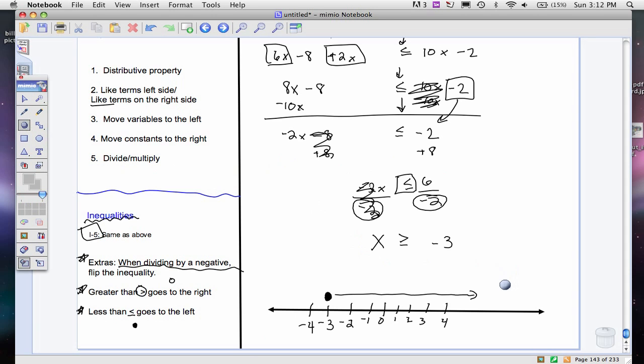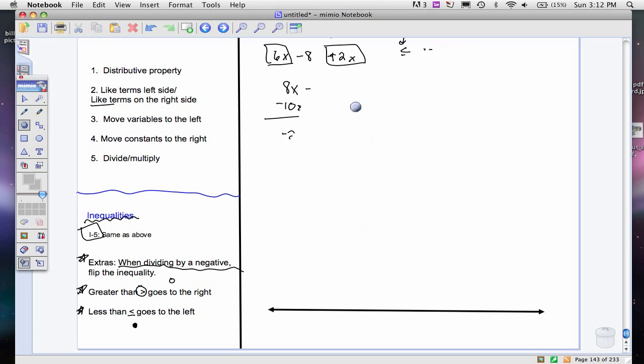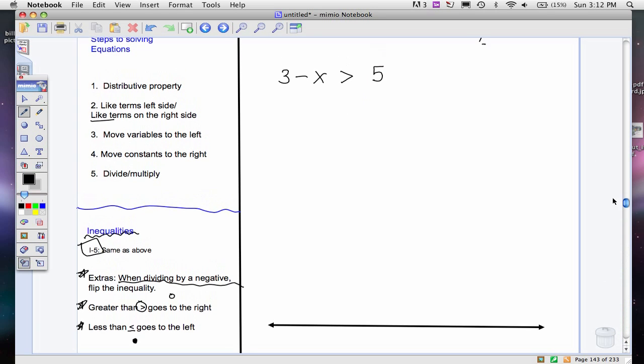Now, this will cover most of the rest of the page except for a few problems. Now, real quickly, if you're ever confused on a problem like this, I go to my steps and I see here distributive property. Do I have any distributive property? Well, the answer is no. Do I have any like terms on the left side? The answer is no. Do I have any like terms on the right side? Well, the answer is no. Now, move my variables to the left.